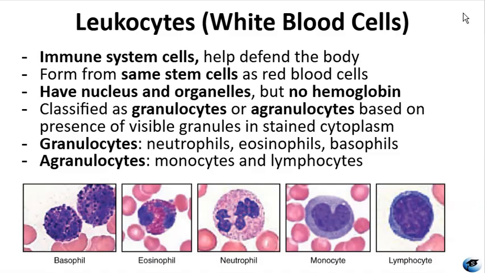Based on the presence or absence of visible granules in their cytoplasm when stained and viewed under a microscope, leukocytes can be classified into two main groups. You have granulocytes and agranulocytes. Granulocytes include neutrophils, eosinophils, and basophils, and these cells contain granules filled with enzymes and chemicals that they use to fight infection and mediate inflammation. Agranulocytes consist of monocytes and lymphocytes, and these are the cells that don't have granules, and they have really different roles in the immune system, such as engulfing pathogens or coordinating the immune system responses.